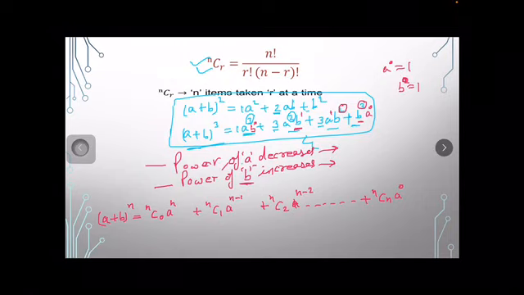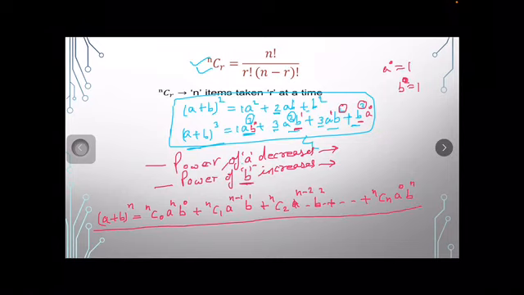Now what about the b terms? b increases. So the first term of b is 1, meaning b raised to the power 0. The second term of b is b raised to the power 1. Next is b raised to the power 2, right? Like that, the last term of b is b raised to the power n. Clear? Like that, we can write the expansion of (a + b) raised to the power n.